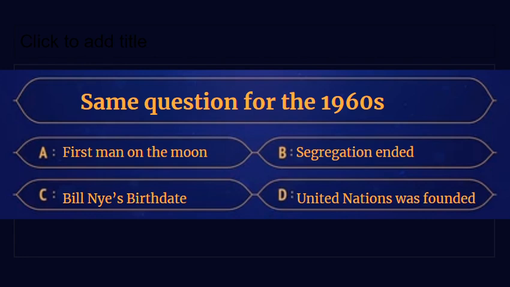Okay, there's a lot of B's and D's here. There's a swarm of text messages of what I'm getting. The correct answer is B, segregation ended.